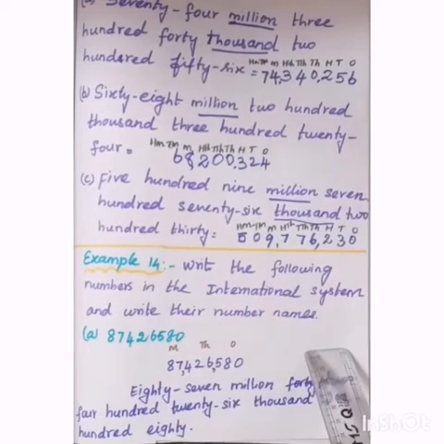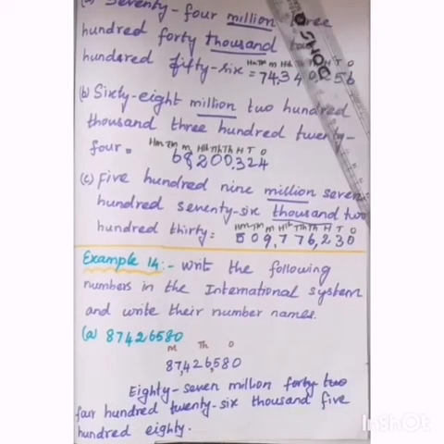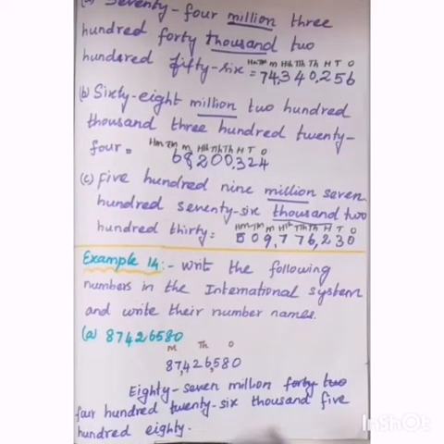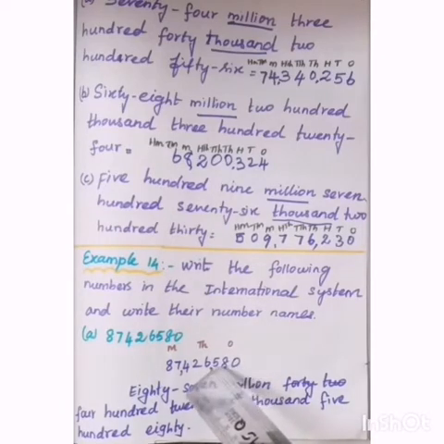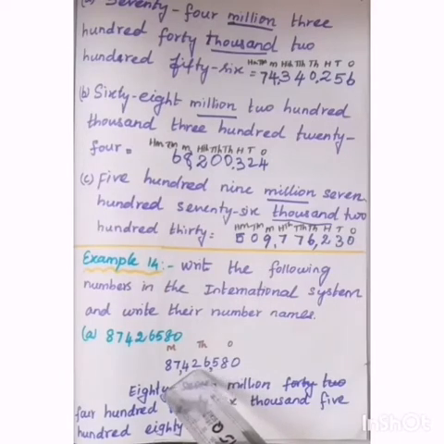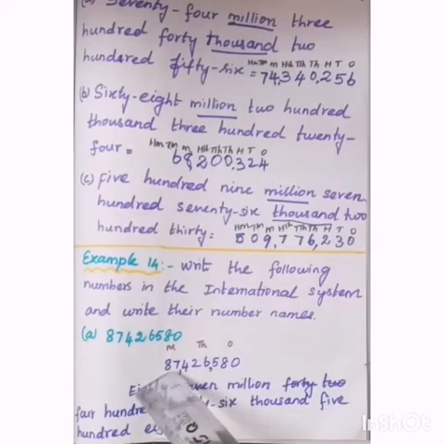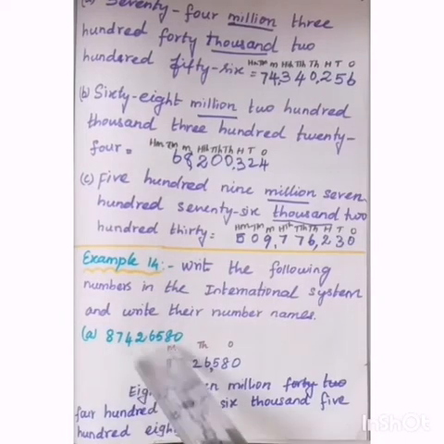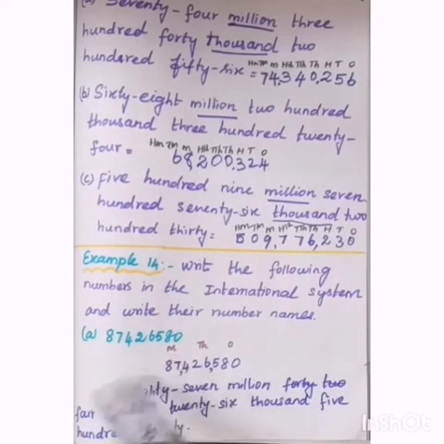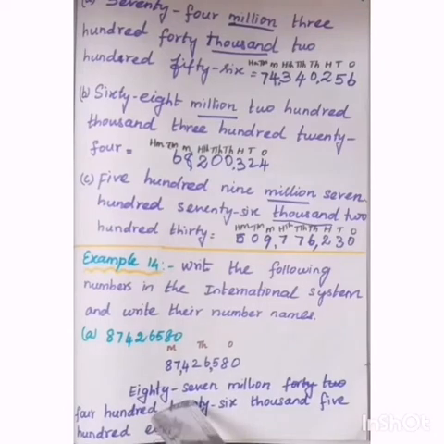Each period has 3 places. So you put a comma after 3 digits. 1, 2, 3, put comma. This is ones place. Next 1, 2, 3, put comma. This is thousand place. This is million place. In million place, what is the number here? 87. So 87 million. You have to write like this. 87 million. Is it clear?